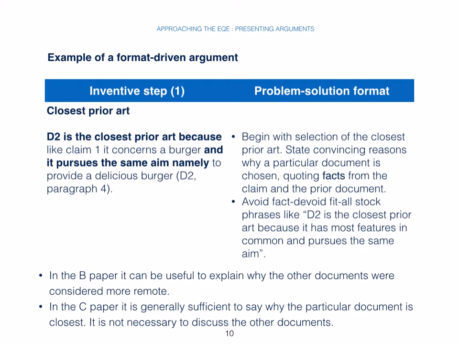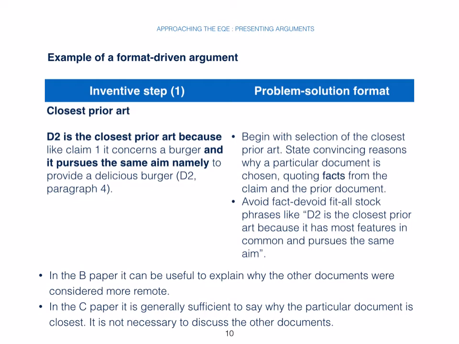So be very, very careful on your justification of the closest prior art to always include facts. The justification of prior art does not have to be long, but it must include some facts.